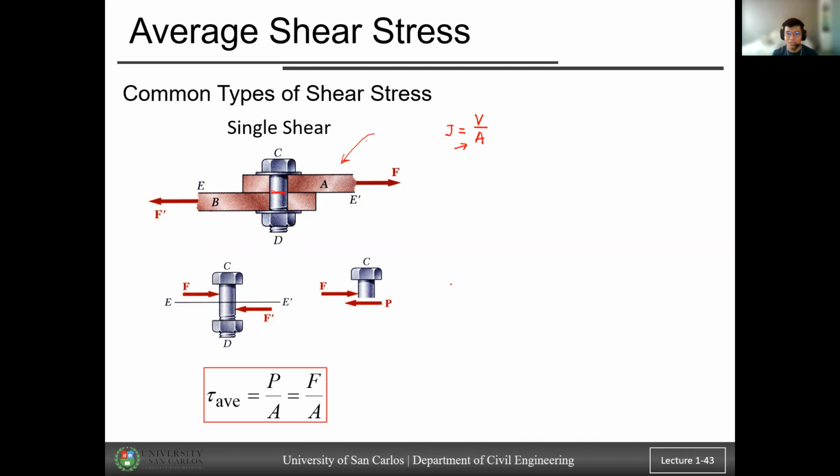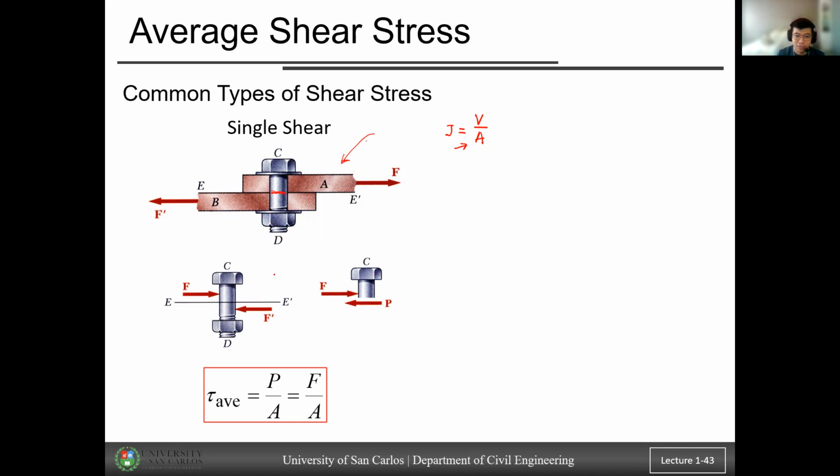So let's try to make things simple. Even though the failure is not clean or not a perfect cut, we try to imagine the contact area as a perfect polygon. In this case, it's a circle. Of course, we try to make bolts circular as much as possible, but there are bolts that are not circular, di ba? So sige lang, just mention it in the problem.